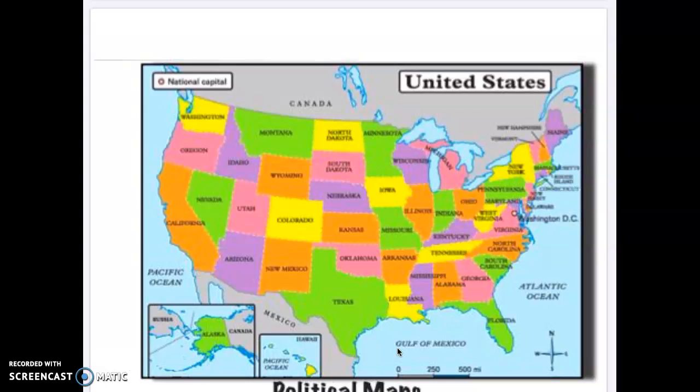If I was to ask you, if you were standing in Wisconsin, what direction would you travel to get to our national capital, which is Washington, D.C.? Going from Wisconsin to Washington, D.C., you would travel southeast. If we were in Nebraska and traveling to Texas, we would travel directly south. If we were in California and traveling to Michigan, we would travel northeast. Okay, so using that compass rose definitely helps us as well.